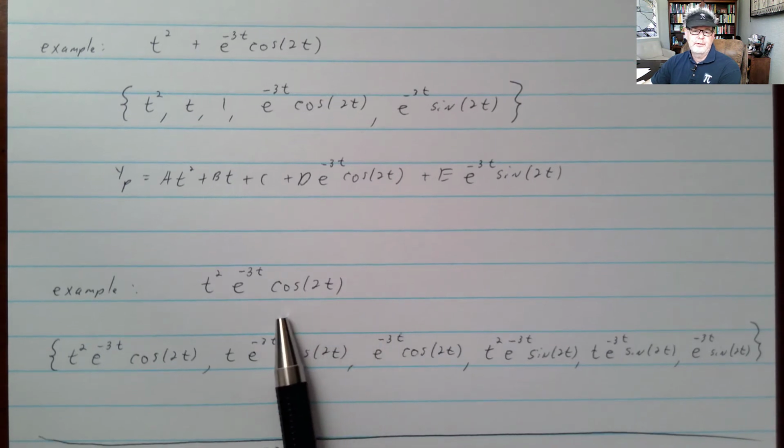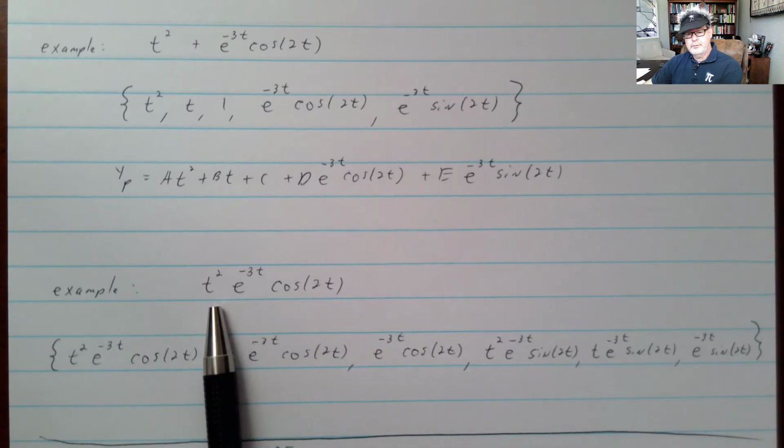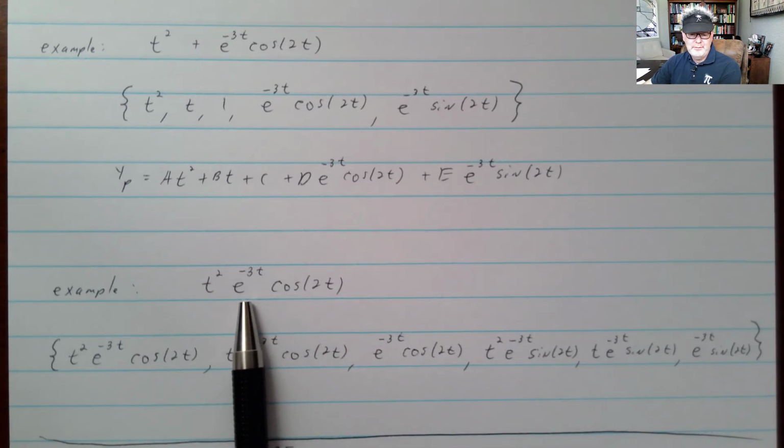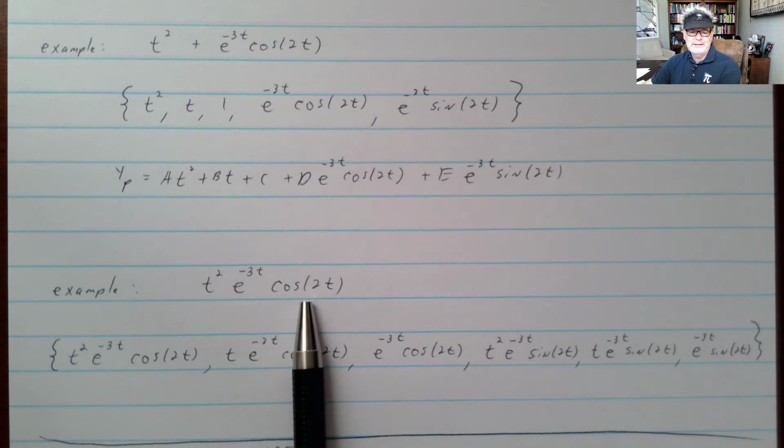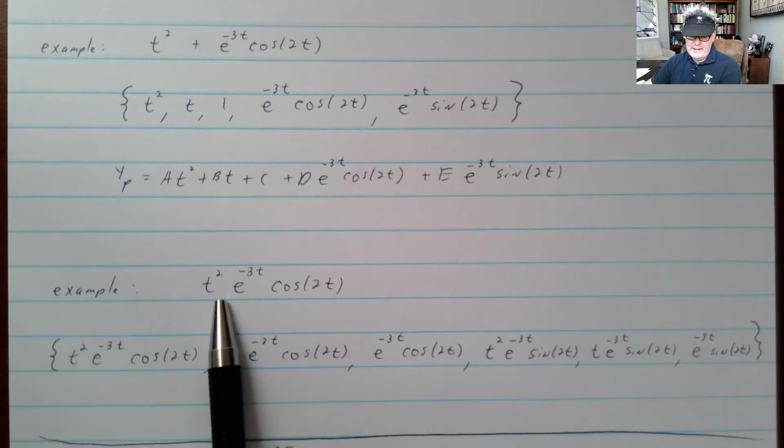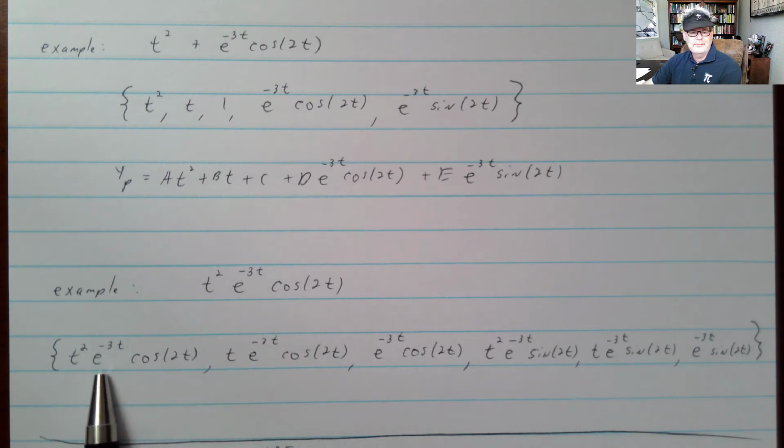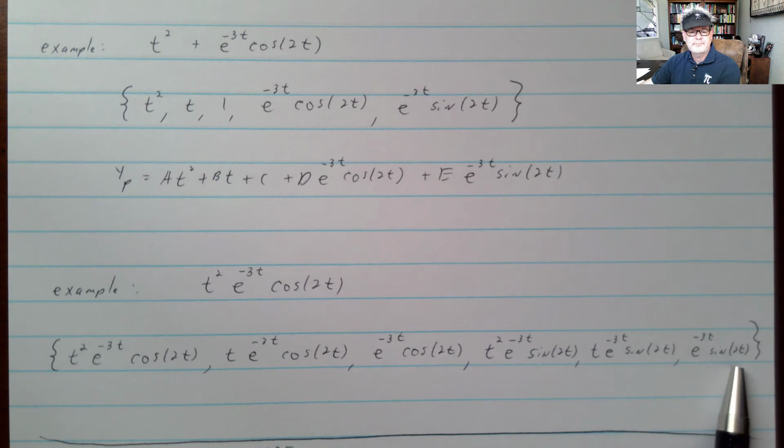Another example, if I've got the entire product, t squared times e times cosine, then I need a general quadratic times e times cosine. So I got these three vectors, t squared e cosine, t e cosine, and 1 e cosine. But then I need the same three with sine instead of cosine. So t squared e sine, t e sine, and just 1 e sine. So those 6 vectors would cover that.